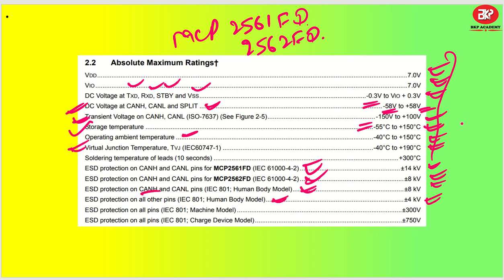So on the CAN high and CAN low pins, it is a little bit higher, but on all other pins like the RXD pin, TXD pin, split pin, or standby pin, all those pins have plus minus 4 kV capability. We have machine model on all pins at plus minus 300 volt. And for charge device model, that is plus minus 750 volt. Okay.